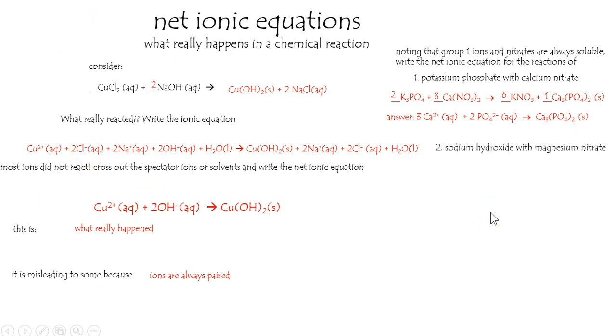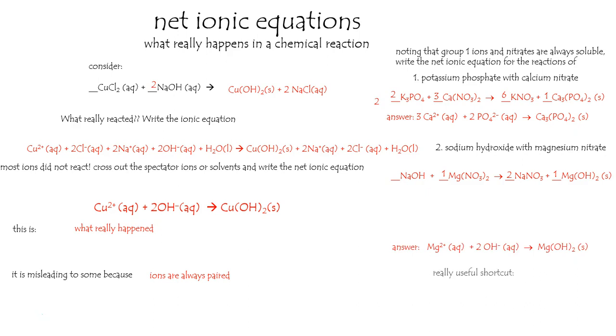Let's do another. We're reacting sodium hydroxide. Well, that's a group 1 ion there. That thing will not be the precipitate. Magnesium nitrate, so I guess the precipitate's going to be the magnesium hydroxide. Fine, that's our focus. So magnesium ions, balancing it just to be good. Magnesium ions react with the hydroxide ions to make magnesium hydroxide.